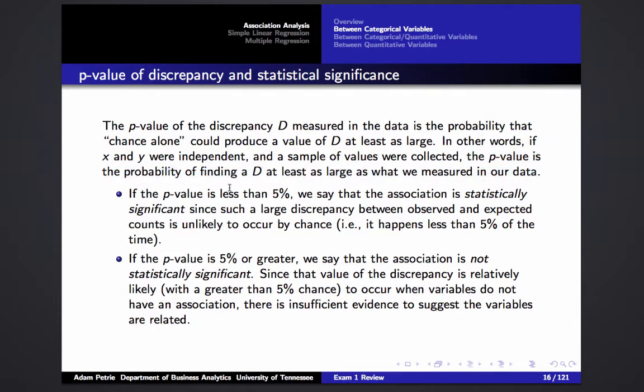And so that's when we say if the p-value is less than 5%, it's statistically significant. It's very unlikely that chance alone could have produced a discrepancy at least as big as what we've observed. If that p-value is 5% or greater, we say the association is not statistically significant. We don't need to invoke an association between x and y to explain the differences that we're seeing. That's readily explainable by the process of sampling variation.